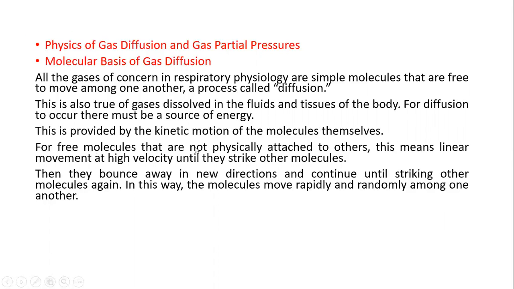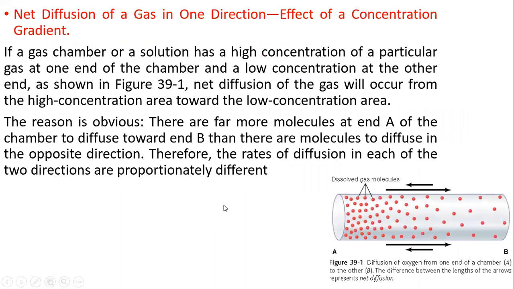For free molecules that are not physically attached to others, this means linear movement at high velocity until they strike other molecules. Then they bounce away in new directions and continue until they strike other molecules again. In this way, the molecules move rapidly and randomly among one another. Net diffusion of a gas in one direction: effect of concentration gradient.